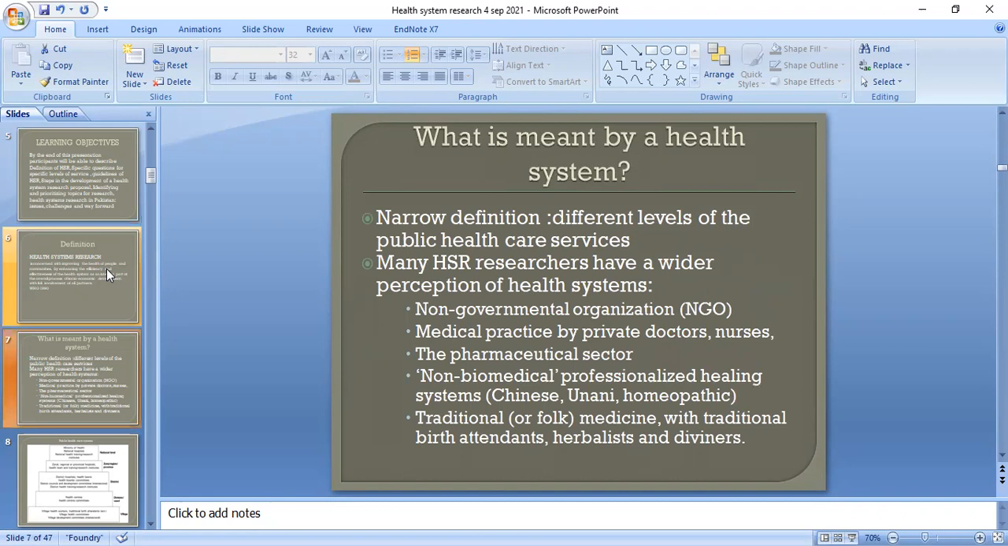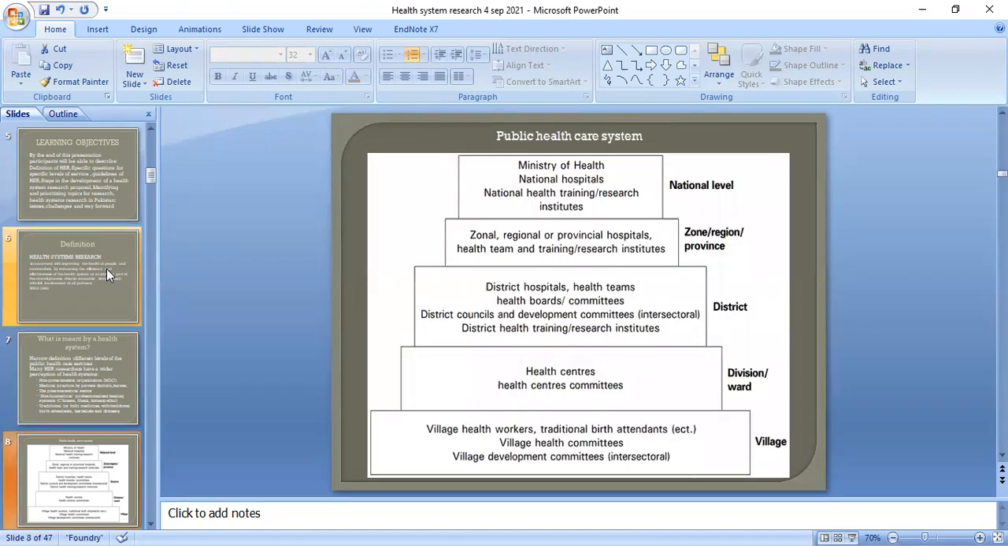Some experts describe it in a narrow definition, which involves different levels of public health care services, from national to village level. The national level involves the Ministry of Health, national hospitals, and national health training and research institutes, while the zonal or provincial level includes zonal, regional or provincial hospitals, health teams and training research institutes. The district level includes district hospitals, health teams, health boards and committees, district councils and development committees, and intersectoral and district health training and research institutes.